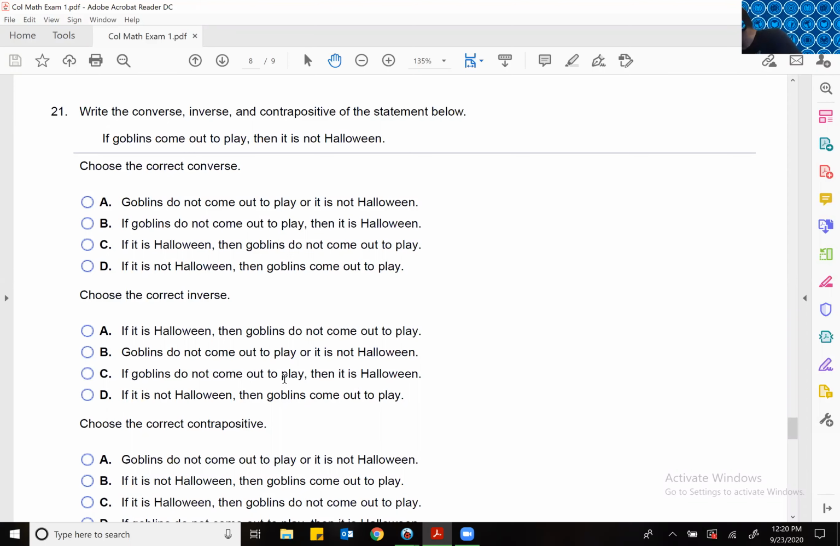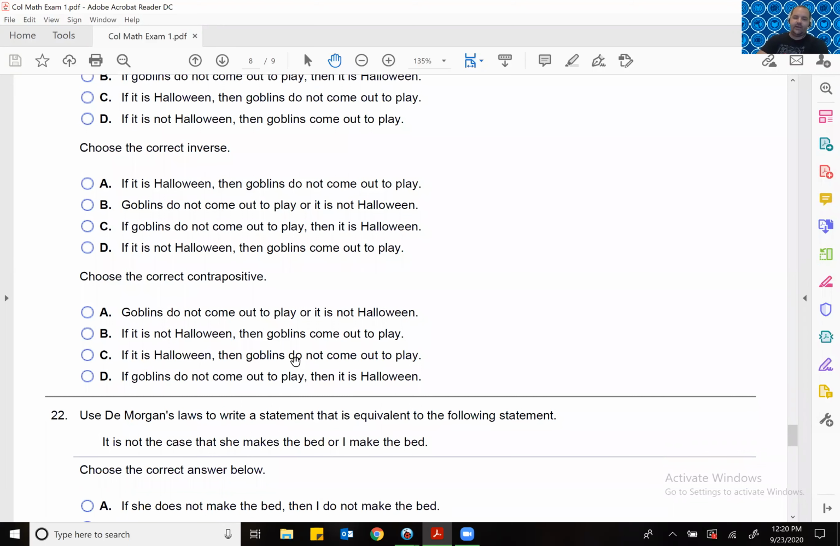And then the last one, the contrapositive: if it is Halloween, then goblins do not come out to play. So C again. And there we are. Number 22.